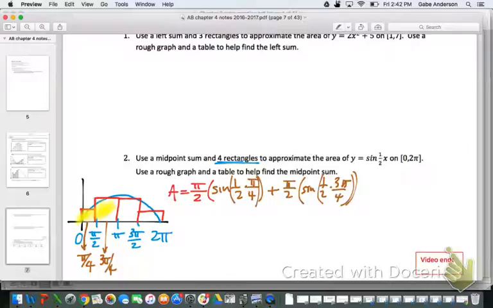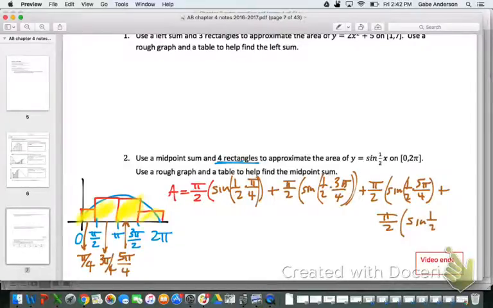So the next one right here is going to have a base length of pi over 2. They should all have a base length of pi over 2. The height here is going to be sine of 1/2 times, the height right here is going to be based on 5 pi over 4. So I'll put sine of 1/2 times 5 pi over 4. And then I'll have to squeeze this one in down below, the last one here. So this would be pi over 2 once again for a base length. And then the height would be sine of 1/2. The number we're going to use here to find that height would be 7 pi over 4. So 1/2 times 7 pi over 4.